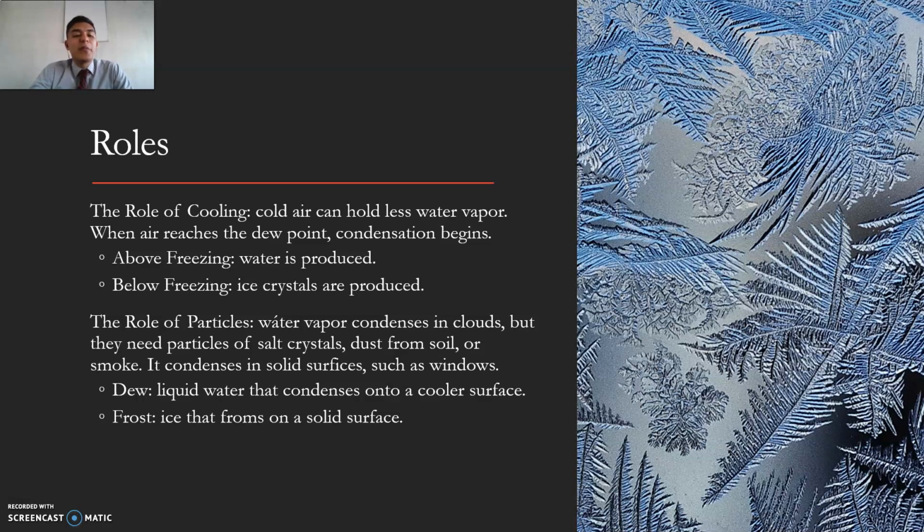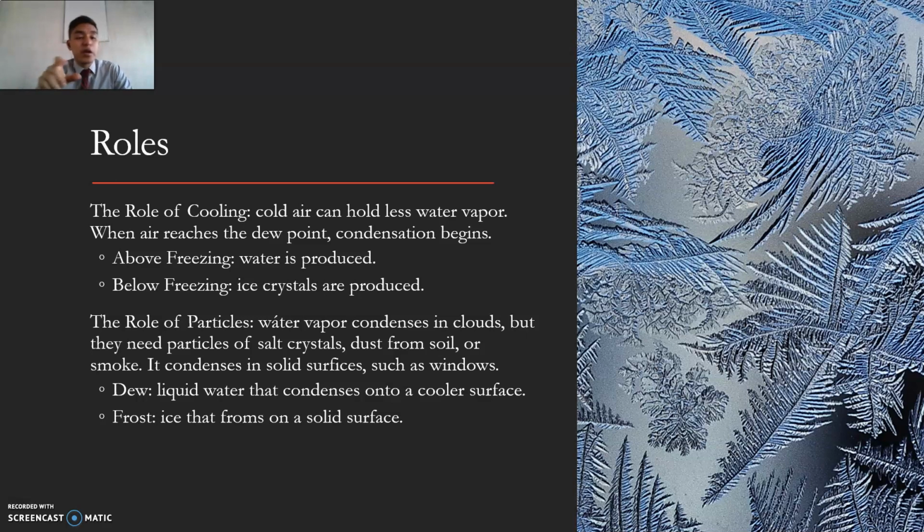Also, we have the role of particles. Water vapor condenses in clouds, but they need particles of salt crystals, dust from soil, or smoke. It condenses on solid surfaces, such as windows. All right, so something very important is that, of course, there needs to be water vapor in the atmosphere if we want clouds to be generated. But there can also be salt crystals or dust from soil as well.